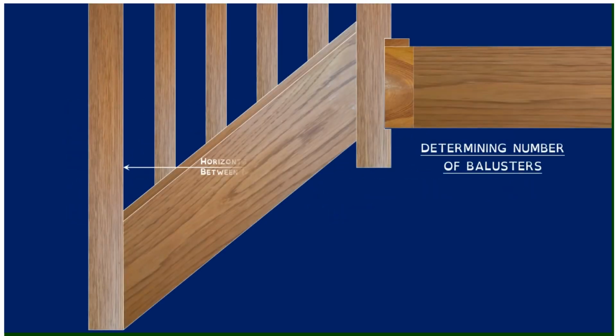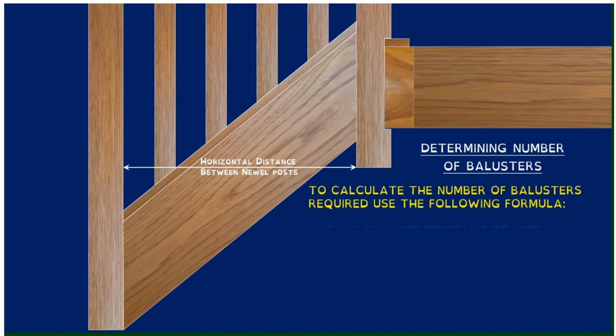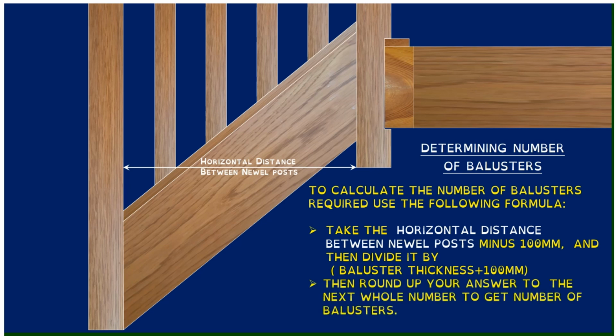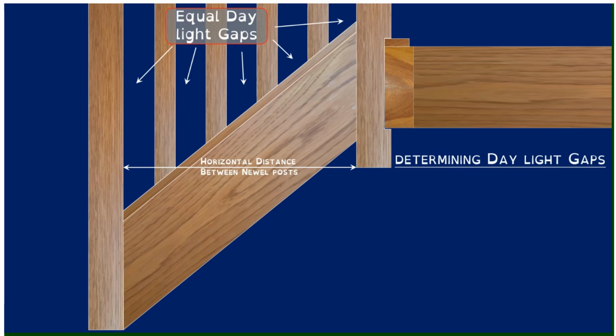So in this case here, we're using the horizontal distance between the newel posts. And once we have that distance, then take the horizontal distance between the newel posts minus 100 mil, and then divide it by the baluster thickness plus 100 mil. Then round up your answer to the next whole number to get the number of balusters. That's the approach there. And after that, then we'll have to determine the daylight gaps.